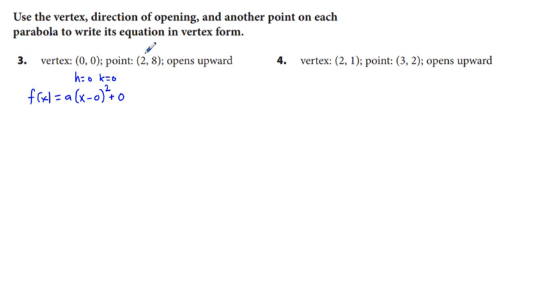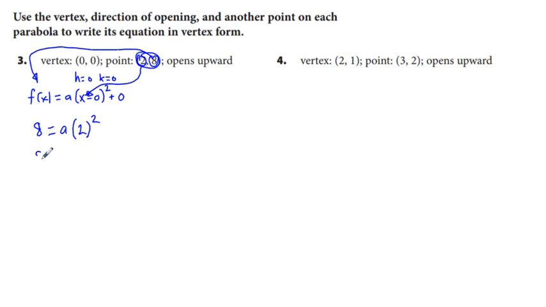And so now we can take this point 2, 8, and the 8 will go in the place of f of x, and the 2 will go in the place of x. And so we're just going to write and solve for a. So we put 8 equals a times 2 minus 0 squared, plus 0. So all we have to do is solve for a at this point.